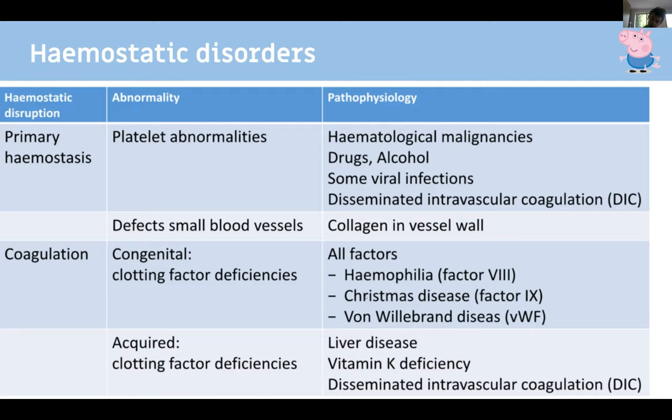Von Willebrand disease. What happens if you have reduced von Willebrand expression? First of all, do you remember what von Willebrand does? What does it activate? Starts with the P. Your platelets. Von Willebrand activates your platelets. If you don't have platelets activated, you don't have your primary plug, you're not going to get your secondary plug, you're not going to get your fibrin, your solid clot, and you're going to have some disorders.